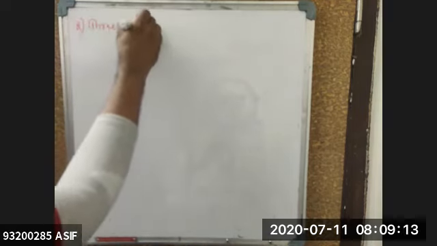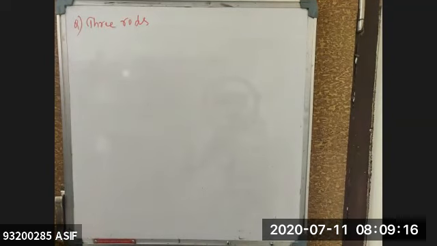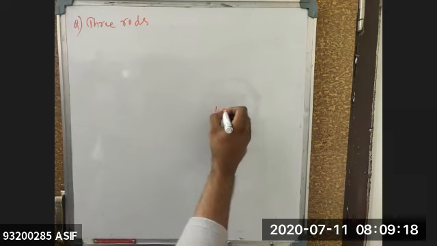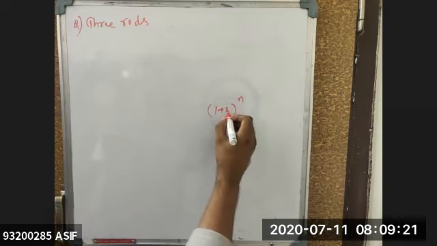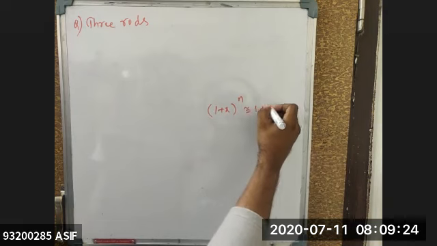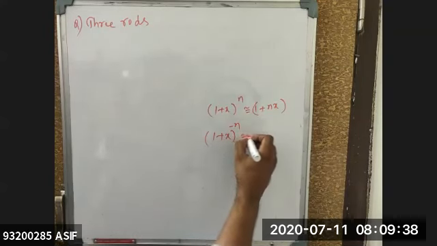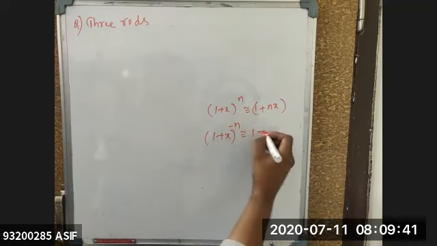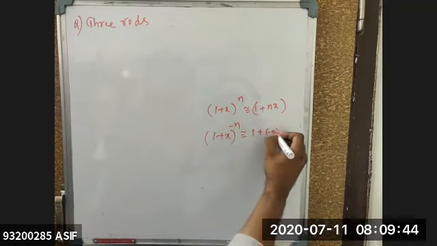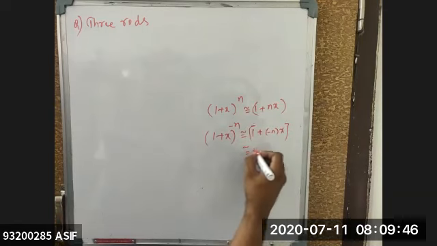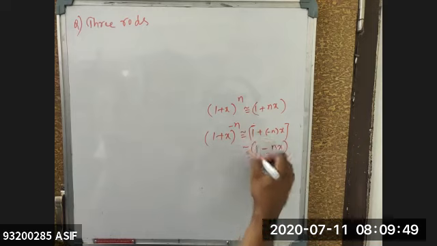Three rods. Did I tell you the binomial expansion formula, beta? (1 + x) to the power of n. If x is very, very small, this can be approximated to 1 + nx. In thermal expansion, I made a box and told you. If it is (1 + x) to the power of minus n, this can be taken as 1 minus nx. That means this is approximated to 1 minus nx. Okay, chalo.